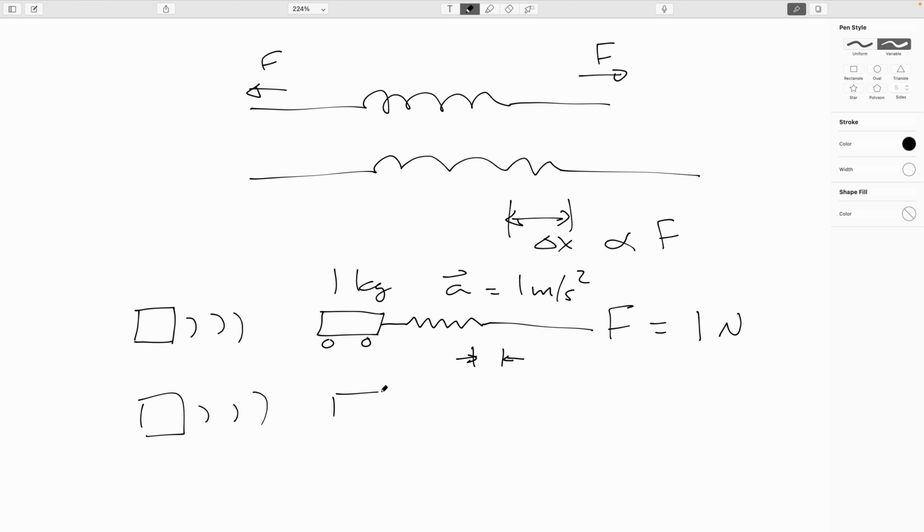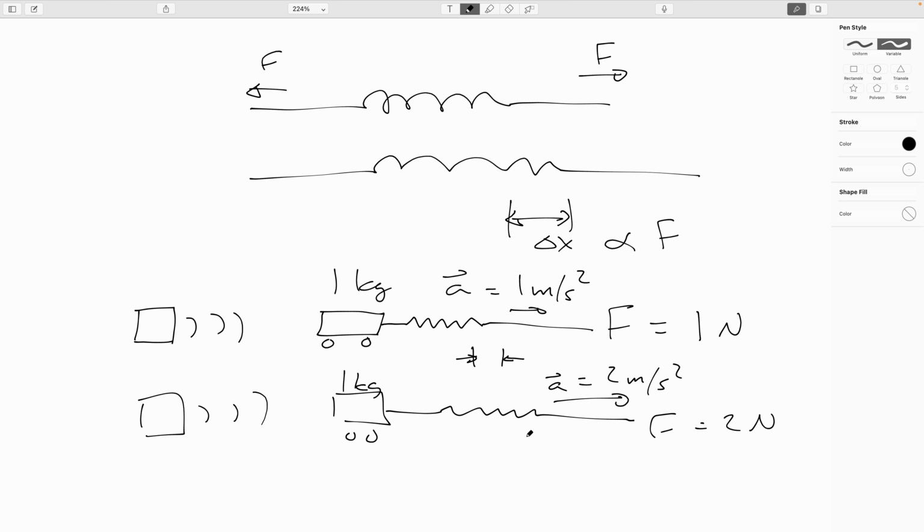We could take our 1 kilogram cart, and we apply a bit bigger force on it. And we'll say get it so that it's accelerating at 2 meters per second squared. Well, then that would be a force of 2 newtons. And we could measure that stretch, and that stretch will be more than the last stretch, like so.